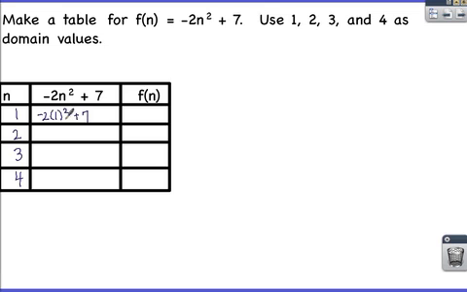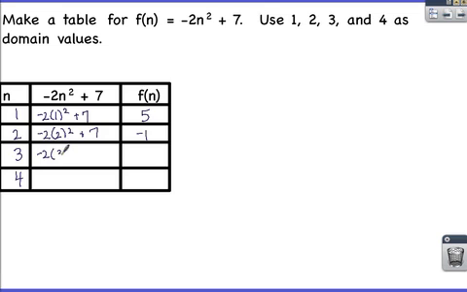Follow the order of operations. 1 squared is 1, times negative 2 is negative 2, plus 7 gives us 5. When I input a 2, we start with our exponents. This gives us 4 times negative 2 is negative 8, plus 7 is negative 1.